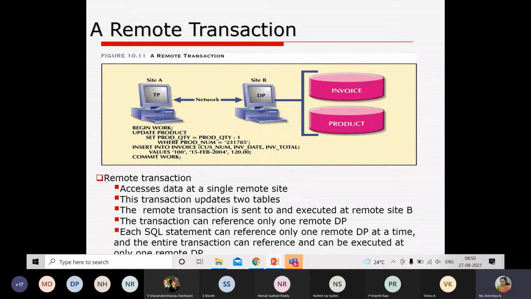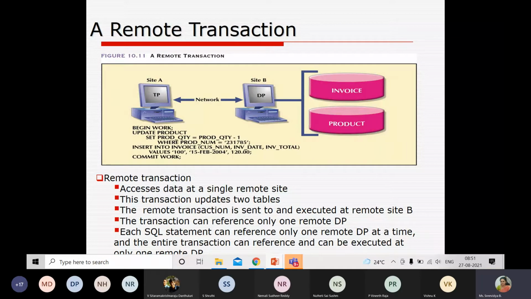Now, we spoke about remote request. When we say request, it is about fetching some data. A remote transaction, when I say it, will probably be about updating the data. So: update product, set product quantity equal to product quantity minus 1, where product number equals something; and insert invoice. Assume there are two different queries. The first query deals with the product table and the second query deals with the invoice table.